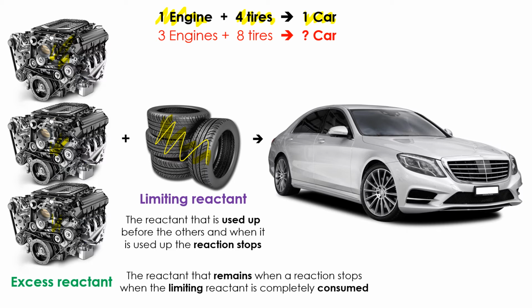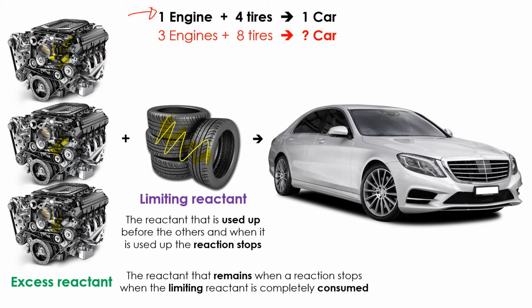So the first step: if you have 2 reactants and you have givens for both of them, you have to identify which one is the limiting reactant. How can we do that? We can simply cross multiply. Let's check how. First of all, we have to use the reference, which is the equation that we have: 1 engine, 4 tires, 1 car.